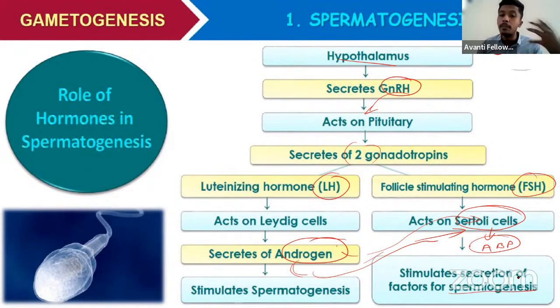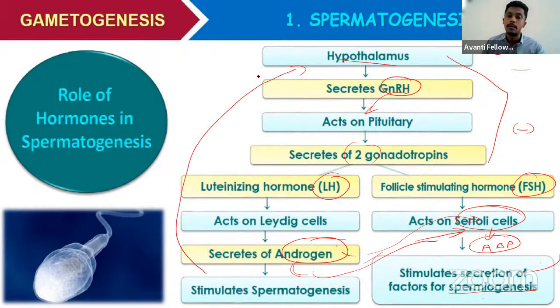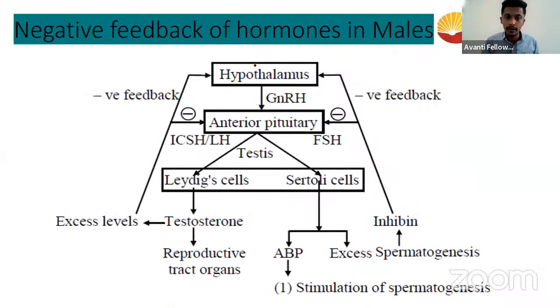If the sperms are produced too much and the testosterone levels are very, very high, now the Sertoli cells will produce something called inhibin, which will go and tell the hypothalamus to switch it off. Similarly, when there are high levels of testosterone, the same testosterone goes and binds to the hypothalamus and tells it you need to switch it off. Then the secretion of GnRH will stop and the entire process will shut down. So you can see here what is the negative feedback loop of hormones in males.